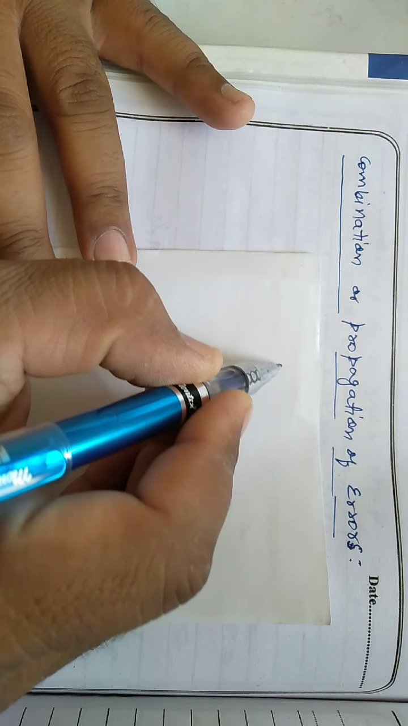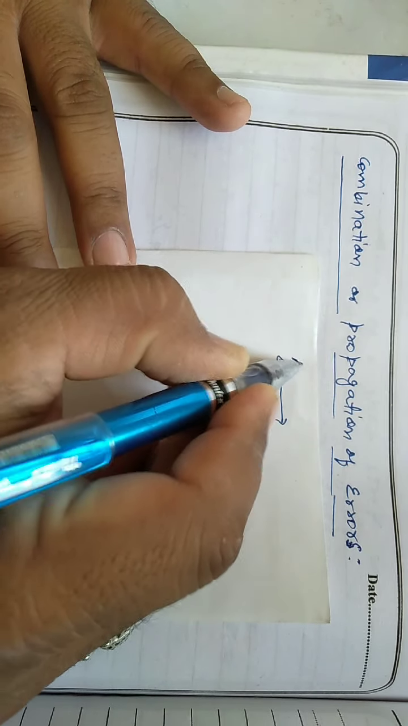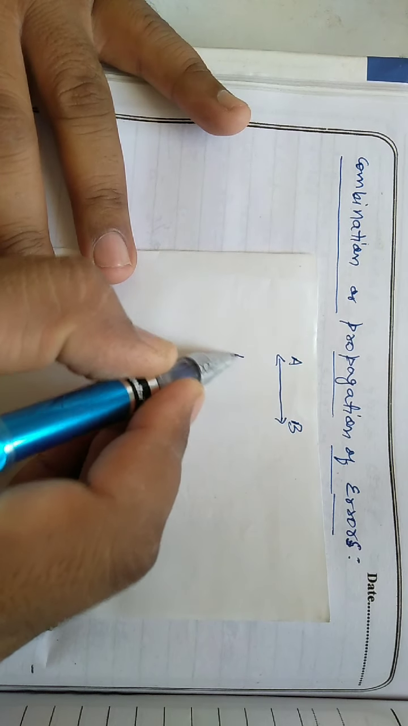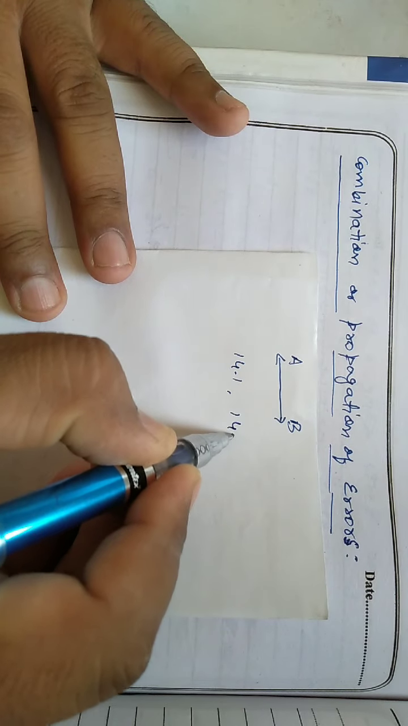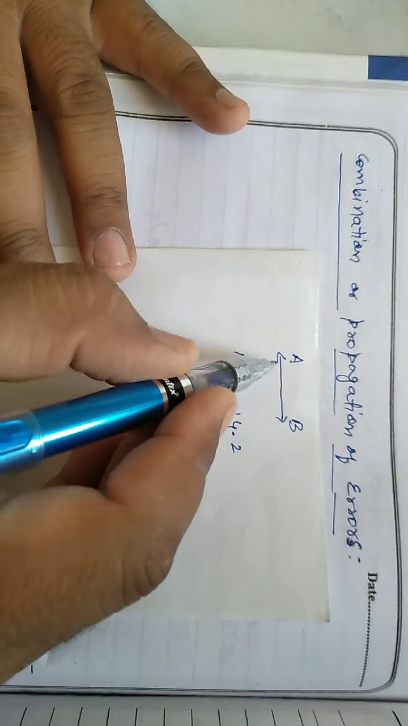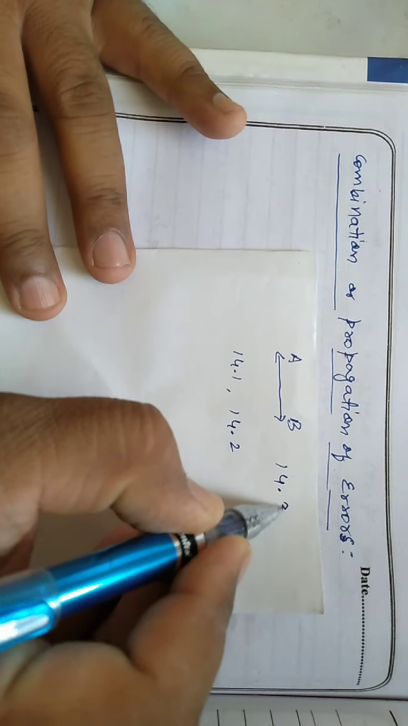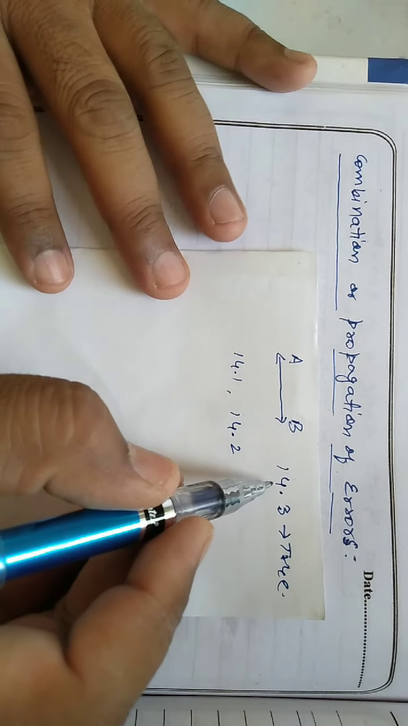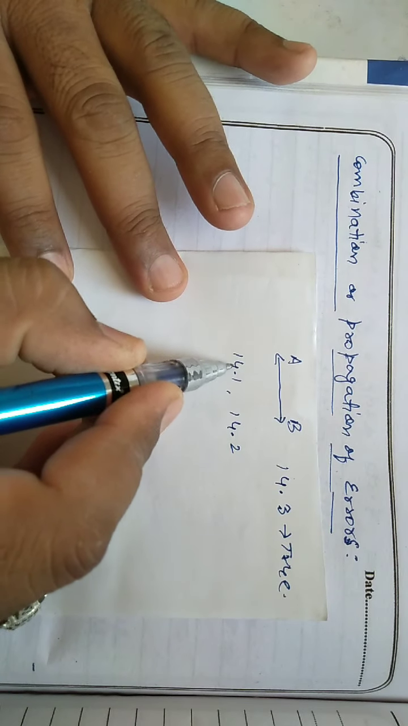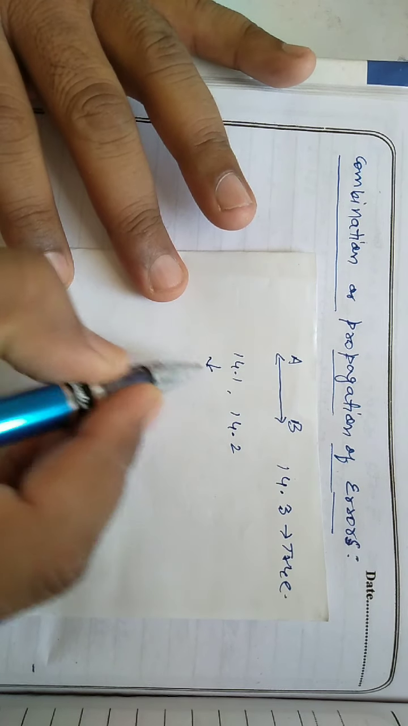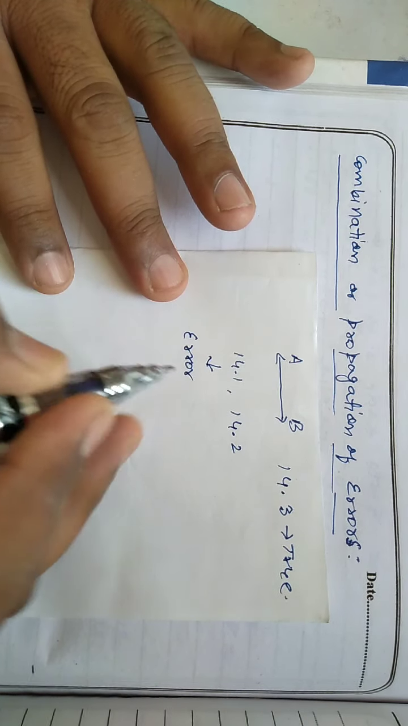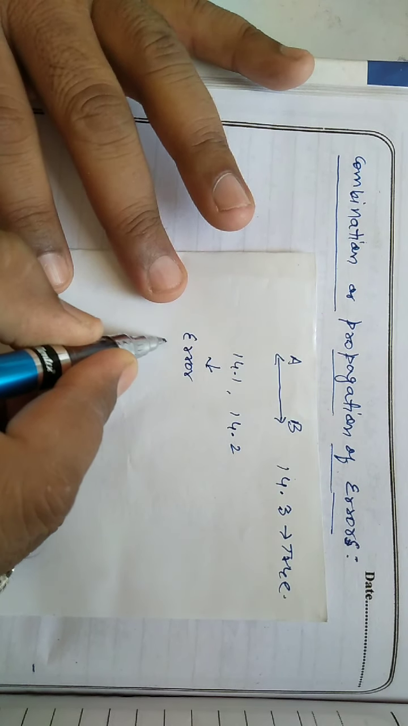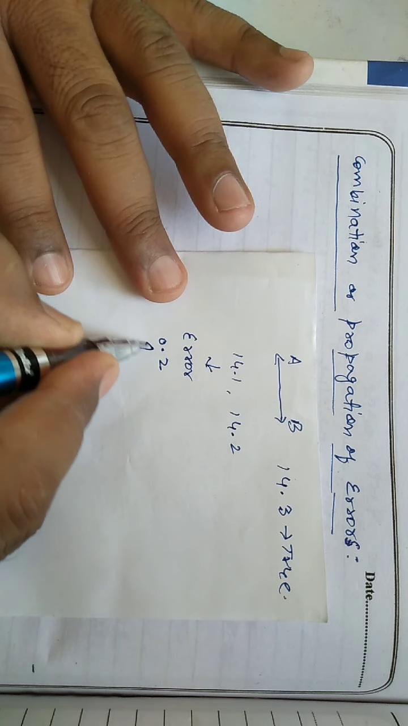Suppose you are given an observation. A and B are two points. The first observation is 14.1, the second observation is 14.2. But the actual observation is 14.3. This is known as the actual value. Now if the actual value is 14.3, then the first observation is 14.1. It means there is some error in this first observation, and that error is actual value minus observed value, that is 0.2, and this is known as absolute error.